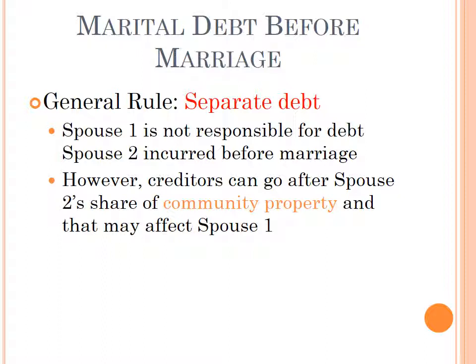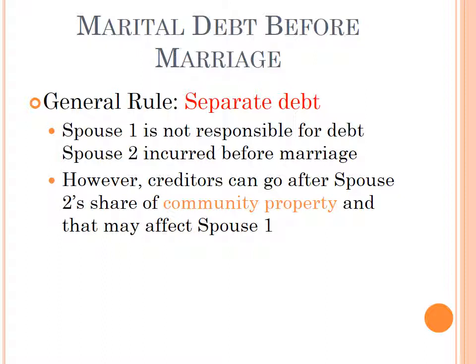However, creditors can go after spouse 2's share of community property, and this can affect spouse number 1. For example, you had spouse number 2 who incurred a large gambling debt before marriage and owed $500,000. So if this debt is going to be collected upon by the creditor, then the spouse who did not incur the debt may say that that property belongs specifically to spouse number 2 who incurred the debt before marriage.